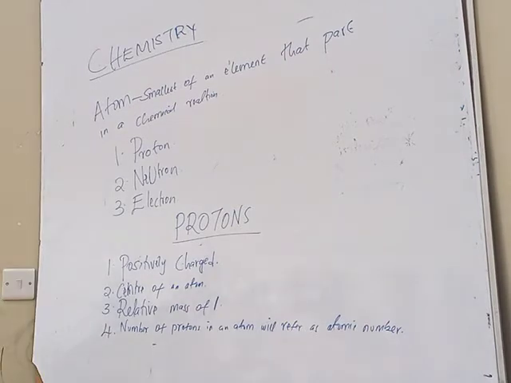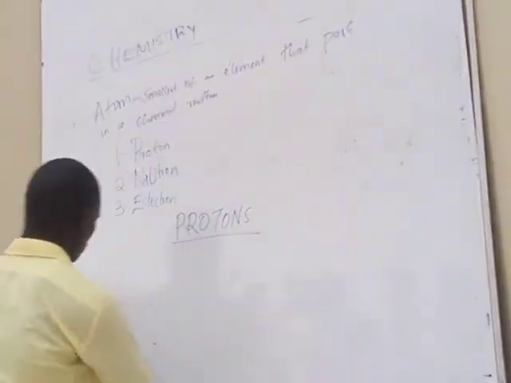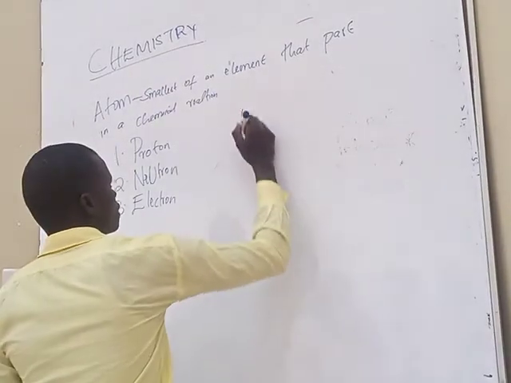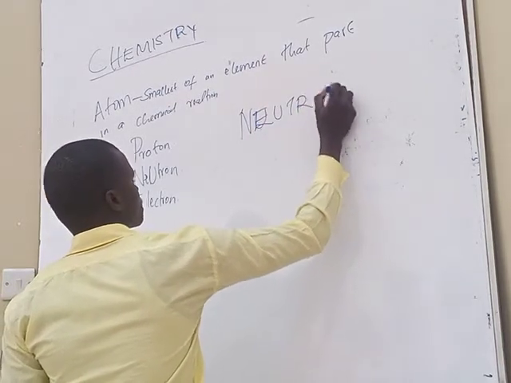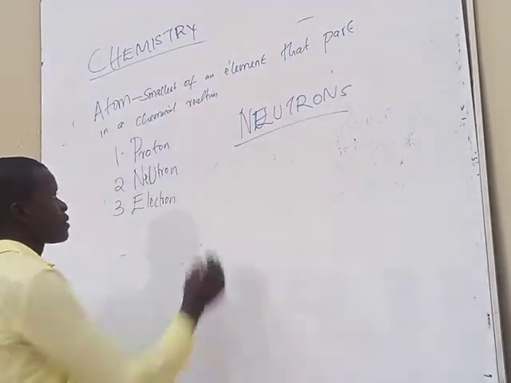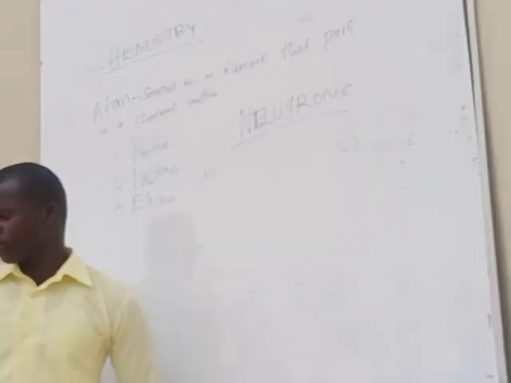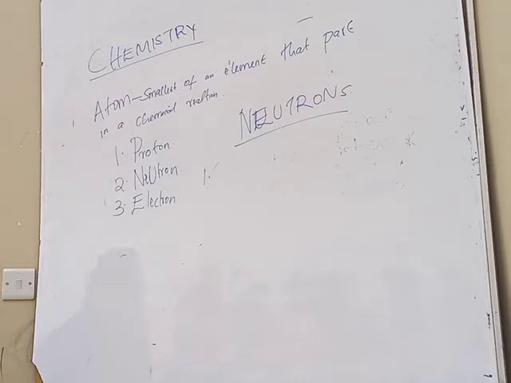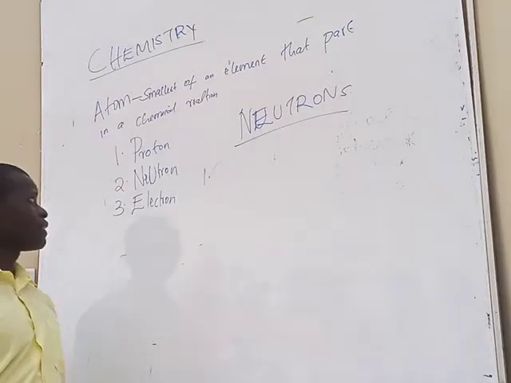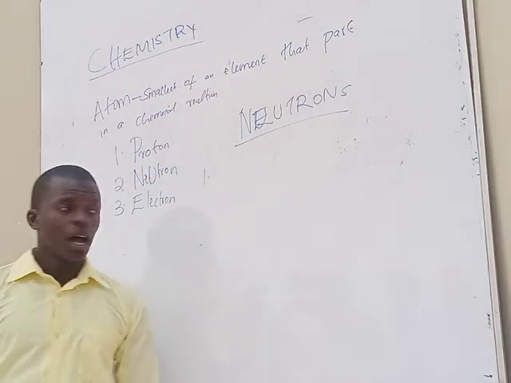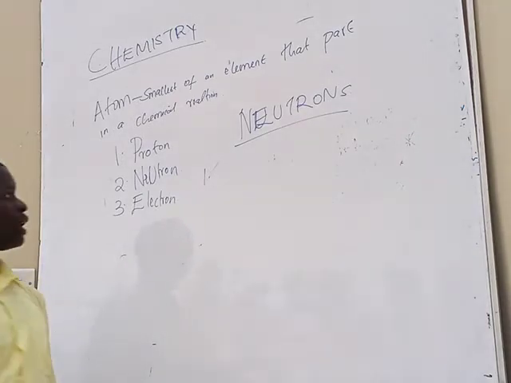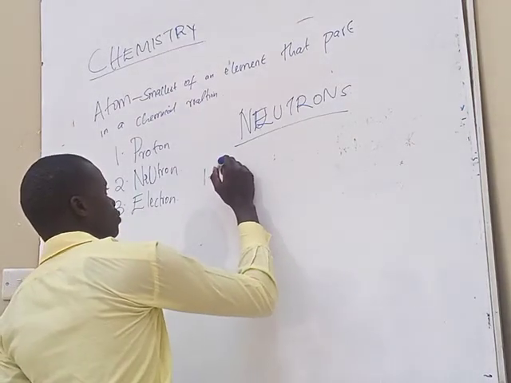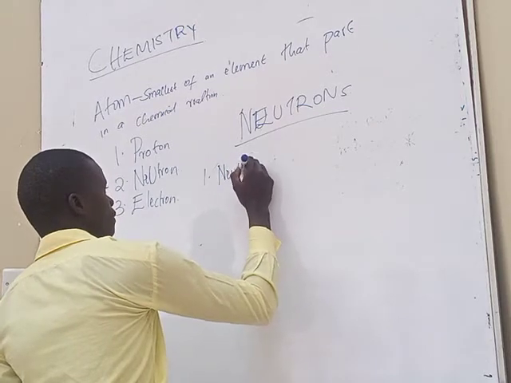Then the next subatomic particle that we are tackling is the neutrons. Same as we have given the characteristics of protons, we also have characteristics of neutrons. As we say that protons are positively charged, neutrons are neither positively nor negatively charged. So they are neutral. Neutrons are neutral. They lack charge. They have no charge.